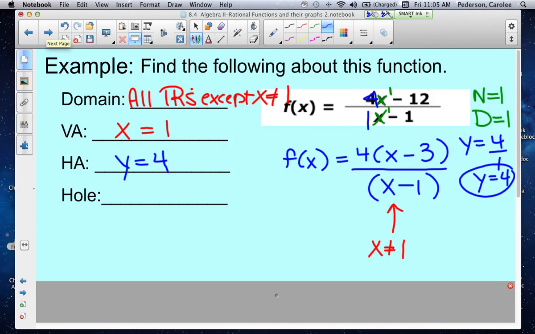Our last thing is to see if there's a common factor. Is there a common factor, common parentheses in the numerator and the denominator? No. So there is no hole in this graph.